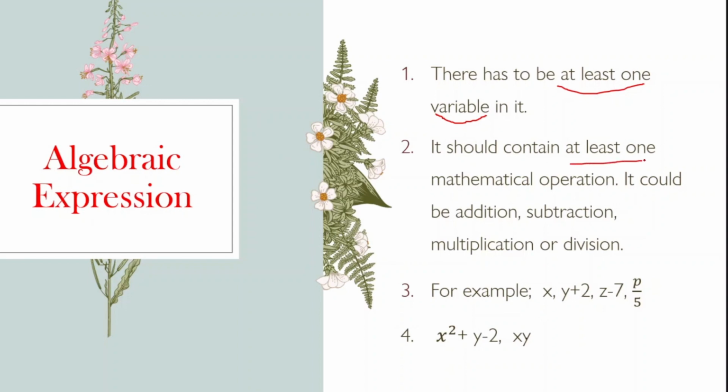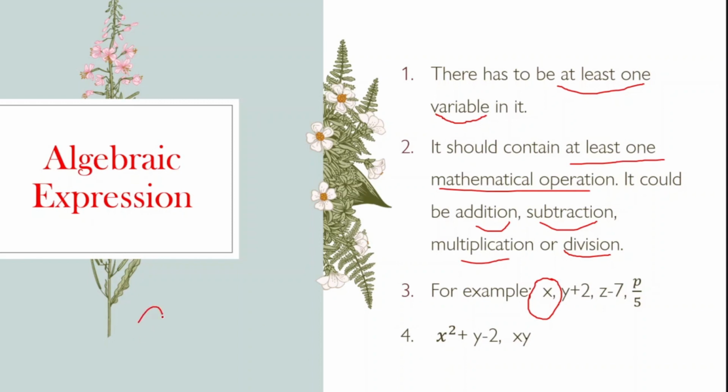The second thing is there has to be at least one mathematical operation in it. It could be addition, subtraction, multiplication or division. Right? At least means there has to be one, there could be more, but one is mandatory. Let's consider the examples. For example, when I say x is an algebraic expression, let's check the conditions.